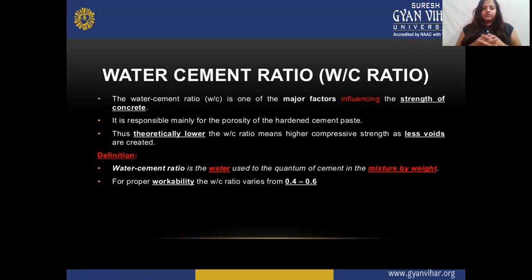So the water cement ratio, let us understand what is water cement ratio. The water cement ratio is one of the major factors influencing the strength of concrete. It is responsible mainly for the porosity of hardened cement paste. Thus, theoretically, a lower water cement ratio means higher compressive strength as fewer voids are created. The water cement ratio is the water used for the quantum of cement in the mixture by weight. For proper workability, water cement ratio varies from 0.4 to 0.6.